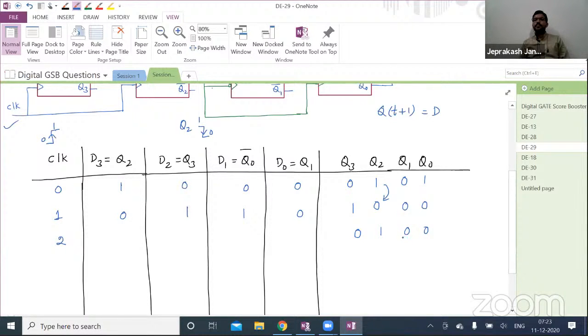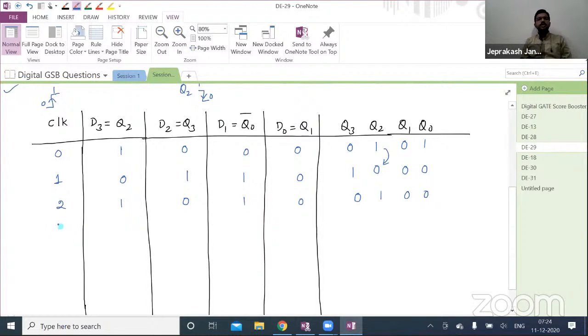Any doubt? See, for these two flip-flops, only when Q2 changes from 1 to 0, whatever inputs you have, you will get as the output. Otherwise, it will remain in the same state. Now, with the help of this, determine the inputs here. Q3 is 0, Q2 is 1. Next, Q1 is 0, Q0 bar is 1. So 0, 1, 0, 1, right? Now, the third clock pulse I am applying.